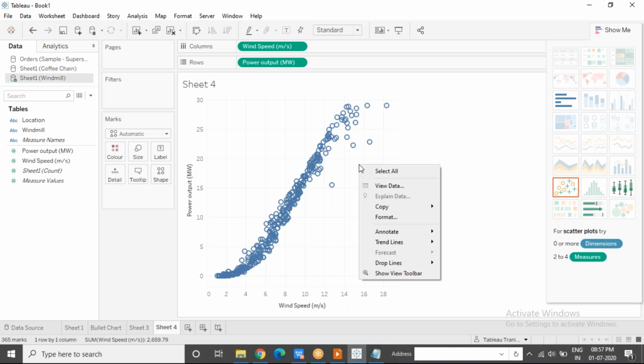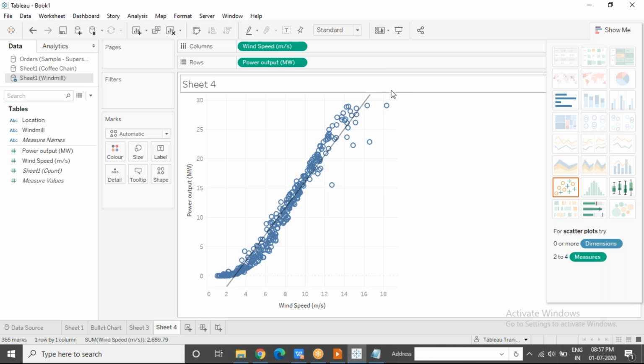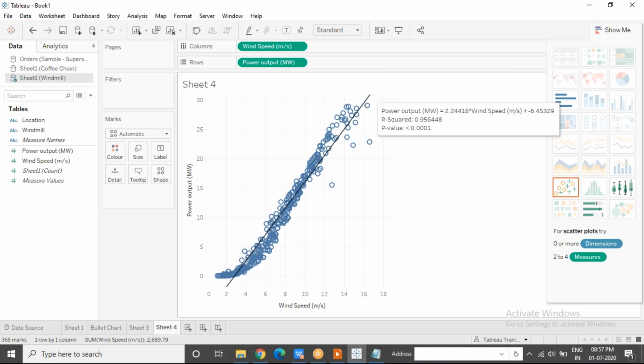When you right click on the chart, you will see an option called trend lines. When you go and select the option show trend lines, Tableau will automatically come up with the trend line, which by default is always a linear trend line. Okay, it's linear. Now, when I hover the mouse pointer towards the trend line, you can see three things that will show up on the tooltip.